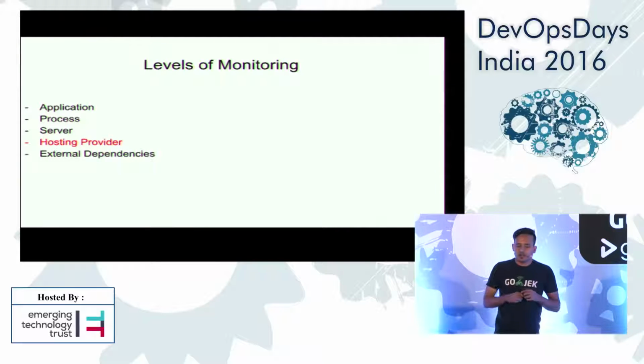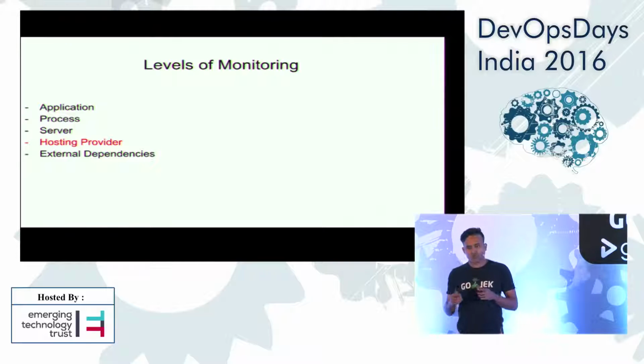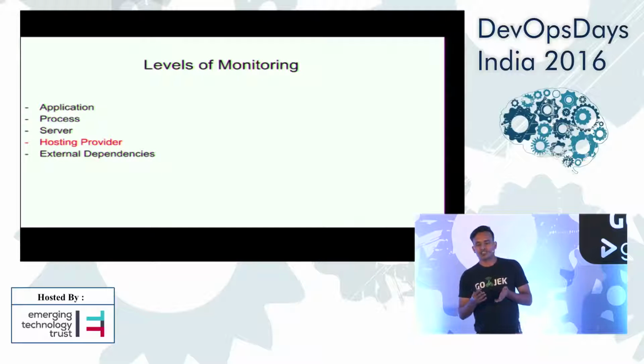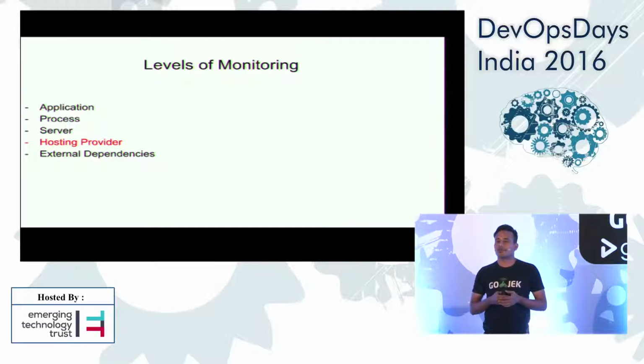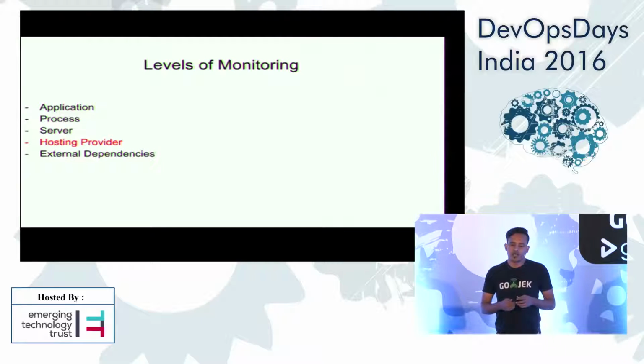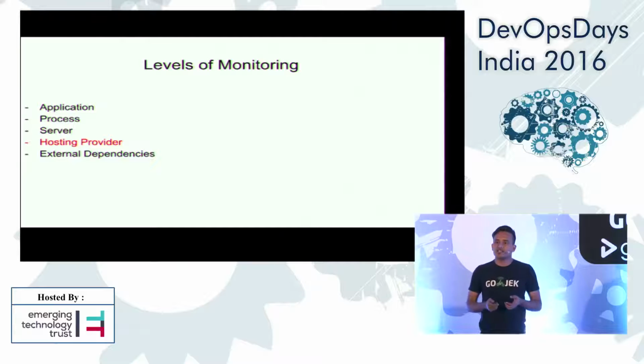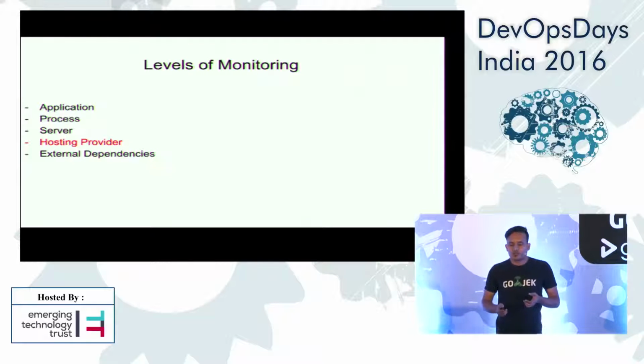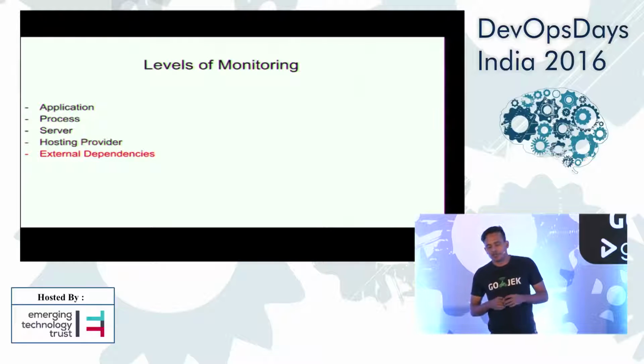Okay, hosting provider. Most of our services run on cloud. So the hosting provider is basically the backbone of our application. If, say, GCE goes down, our application will be down, right? So we can set up a monitor on that. It can be as easy as whether the hosting provider is up or not, what's the latency, what's the traffic on that. That's pretty much it.